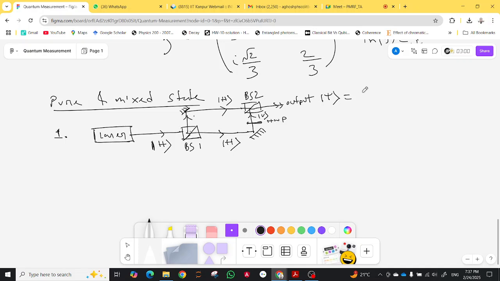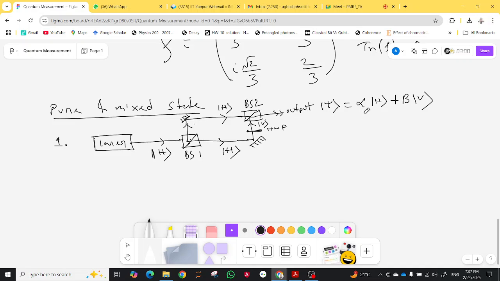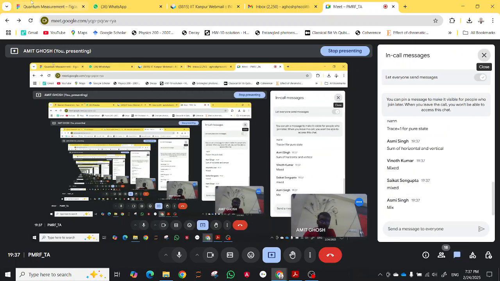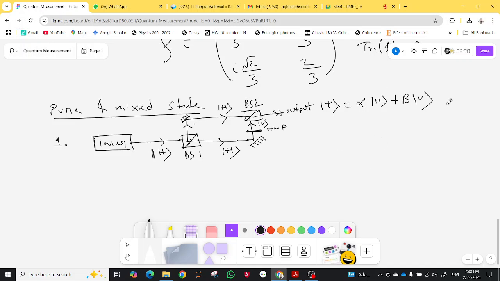So the output state here you can write as some portion of horizontal and some portion of vertically polarized photon, right? So it will be given by some alpha H plus beta V. Now, is this state a pure state or a mixed state? This output state? No, this is a pure state, right? Not a mixed state.